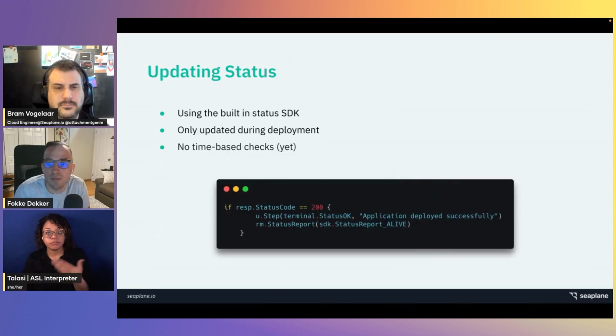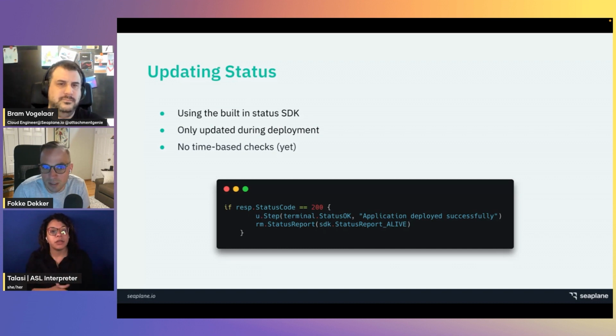Bram, next slide, please. So yeah, and then there's updating the status. We're using the built-in status SDK provided by Waypoint. And so if we get back a 200 OK from our API, we update the user in the terminal, and then we set the status. So SDK.status report alive will store the status of our deployment. This means that it's available in the terminal UI. It will give you a green check mark in the terminal, and then it's also available in the Waypoint UI. So it will show you that the deploy was successful.